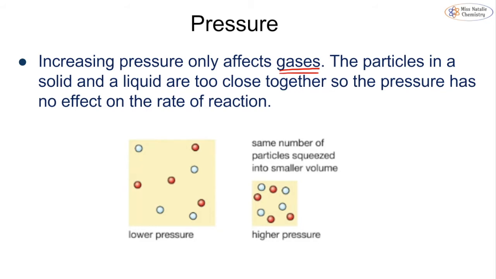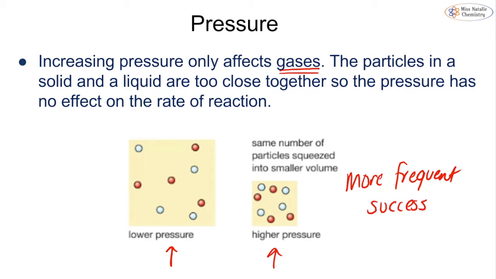So we go from having our particles in this large volume into a much smaller volume, so you're going to get more frequent successful collisions.